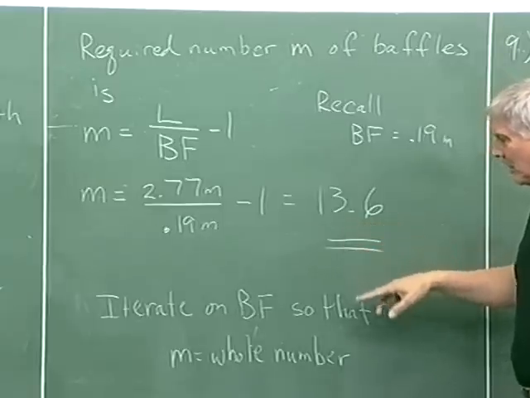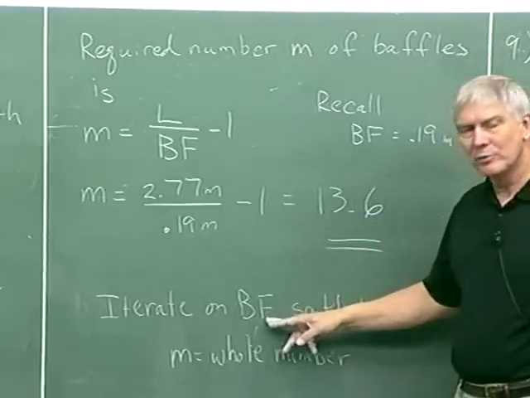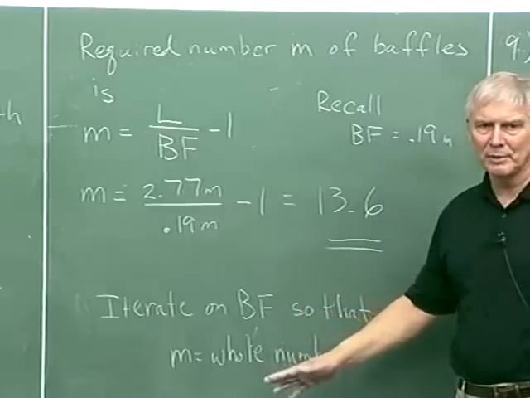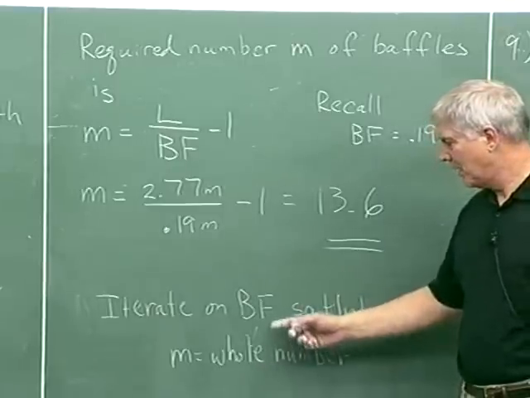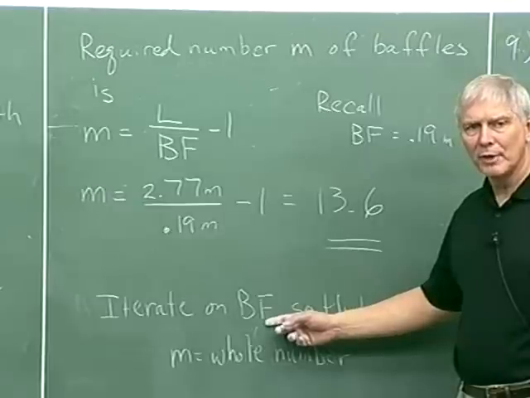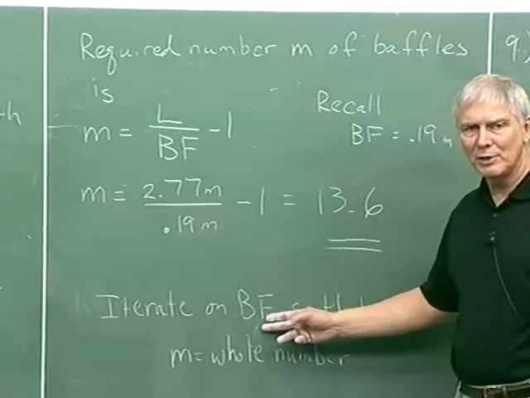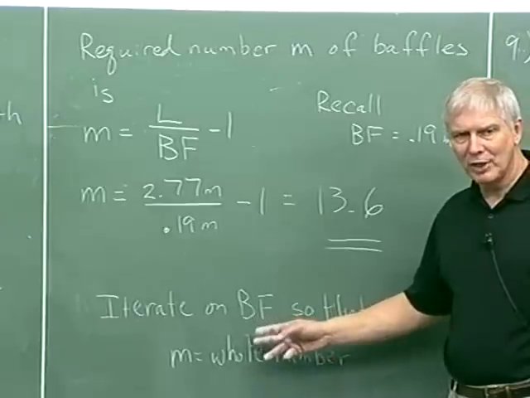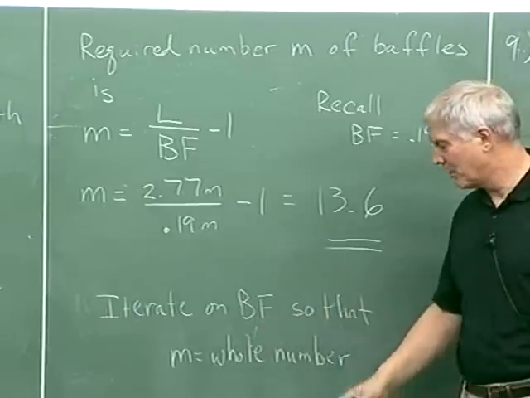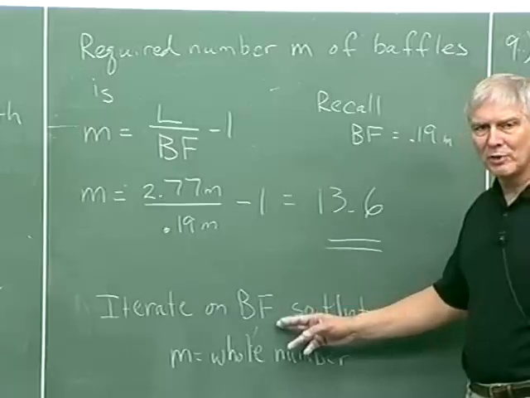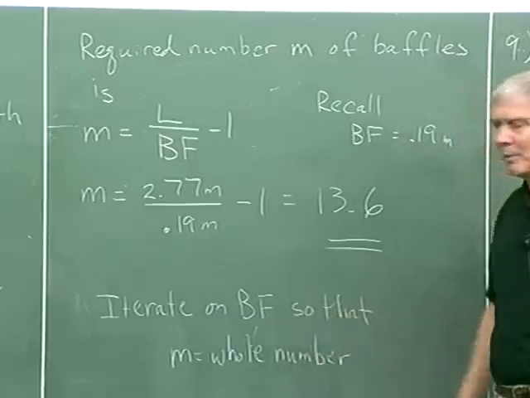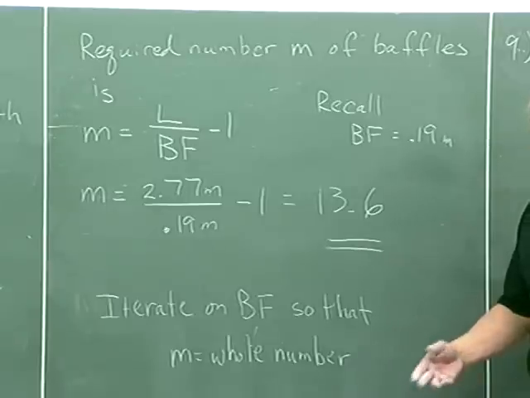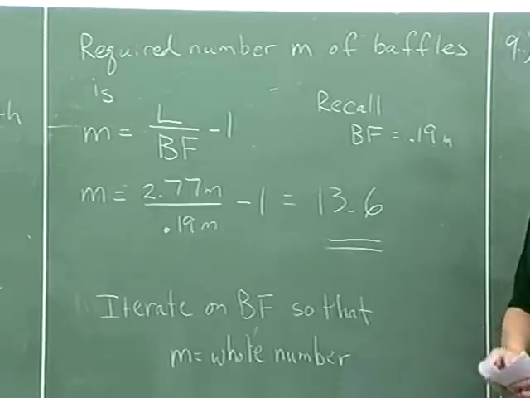So what we're going to have to do is go back and iterate. We chose BF to be the wrong number, so we have to go all the way back to that step and pick a different number for BF. Now, if you're careful and smart about how you set up your spreadsheet, then all you'll have to do is go back and change this number, and hopefully everything will flow through, and you just keep changing BF until you get a whole number for the number of baffles. Once we have the number of baffles, then everything is set. We've got our heat exchanger design. We have all the dimensions we need.